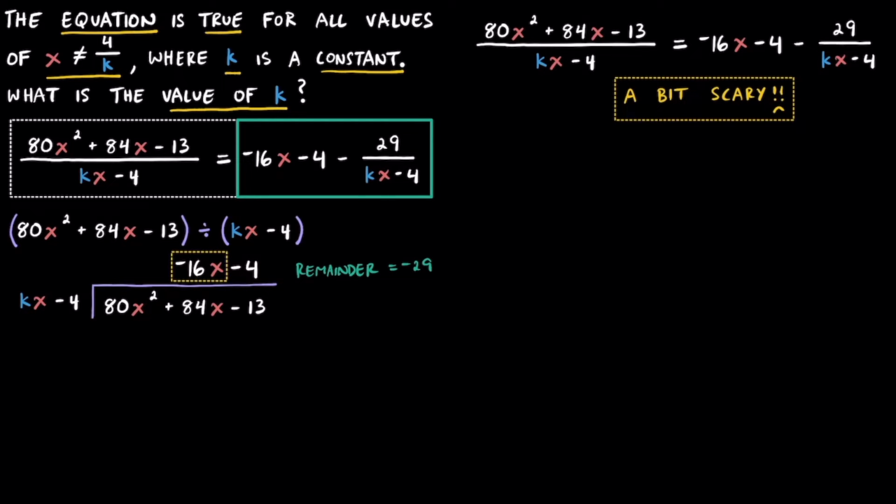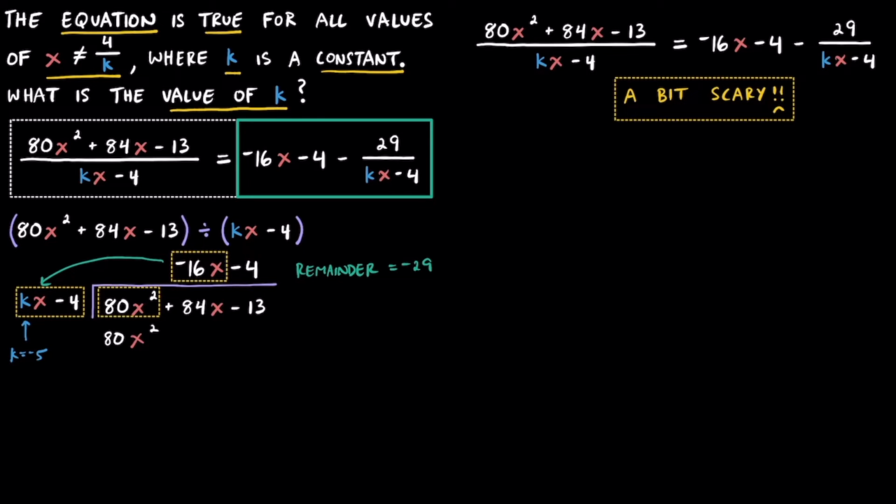Starting with this negative 16x, we need to multiply it by this kx minus 4, so the leading term is going to match this 80x squared perfectly. Since we know that x times x is going to be x squared, that means that negative 16 times k has to equal 80. The only number that k could possibly be is negative 5. Negative 16 times negative 5 is equal to positive 80, so we can write 80x squared underneath here. So just from the first step here, we do know that k is equal to negative 5, but I'm going to keep going with the long division so that you can practice with me.